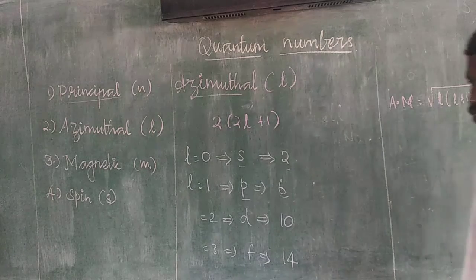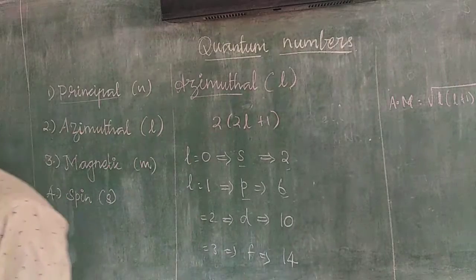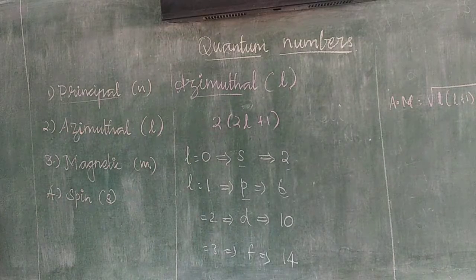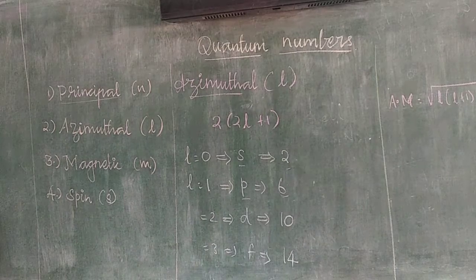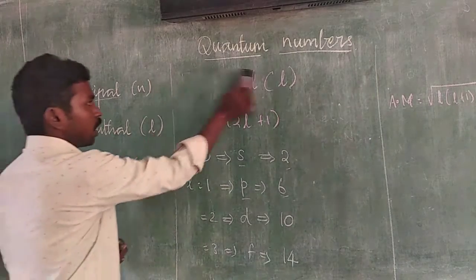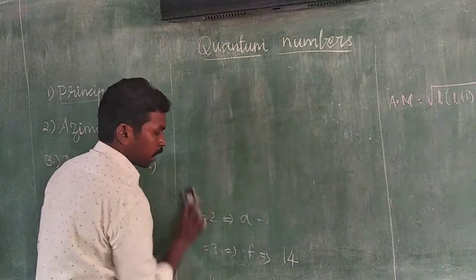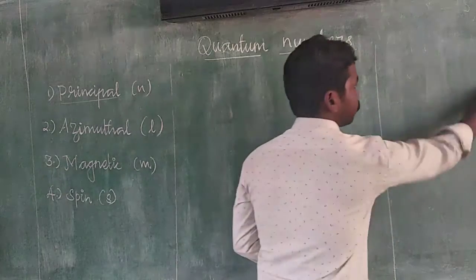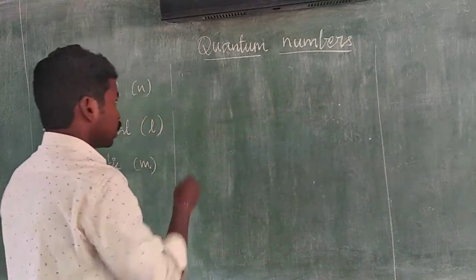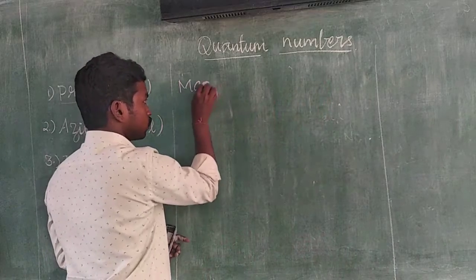Okay, with this azimuthal quantum number over, we can discuss the magnetic quantum number. That is the next concept we are going to see: what is called the magnetic quantum number, and the information about it.